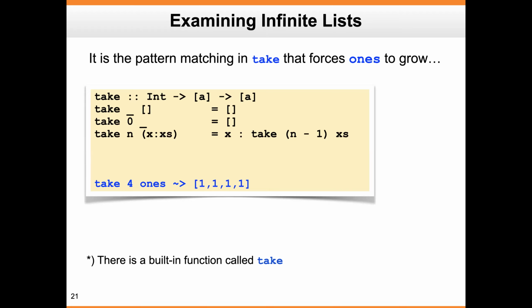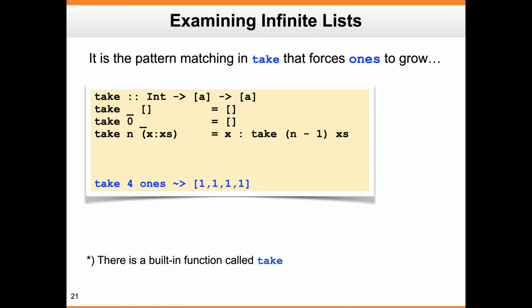And given this int and the list, we will get back a list with elements of the same type as the argument list. Take is defined with these 3 pattern matching cases. So take with the second argument being an empty list. I don't care, the underscore says I don't care about the first parameter. If the second parameter is empty, I know immediately the answer is the empty list.